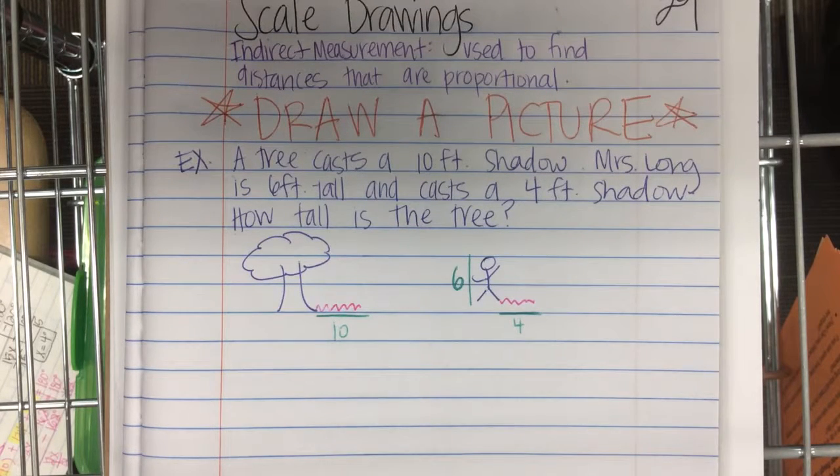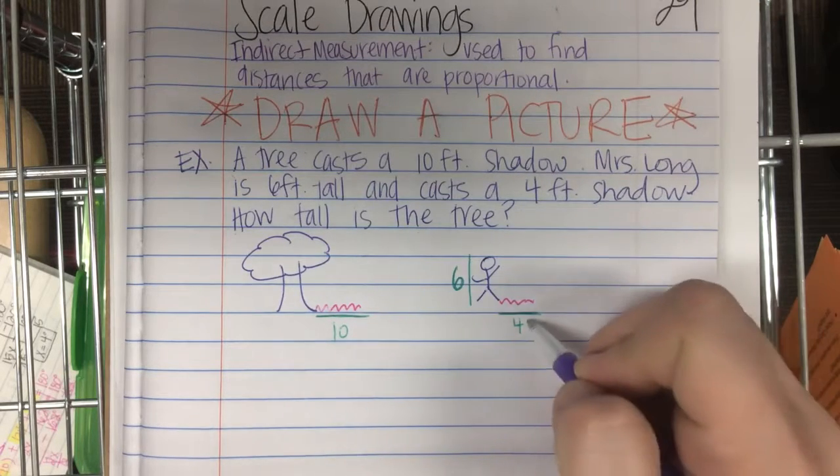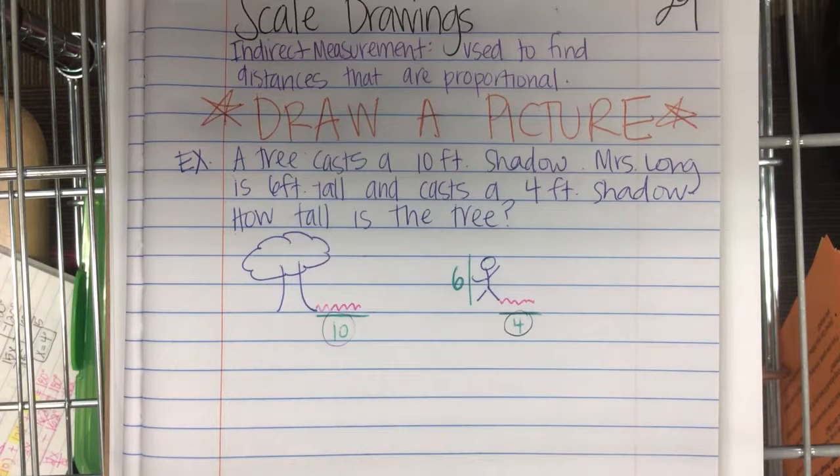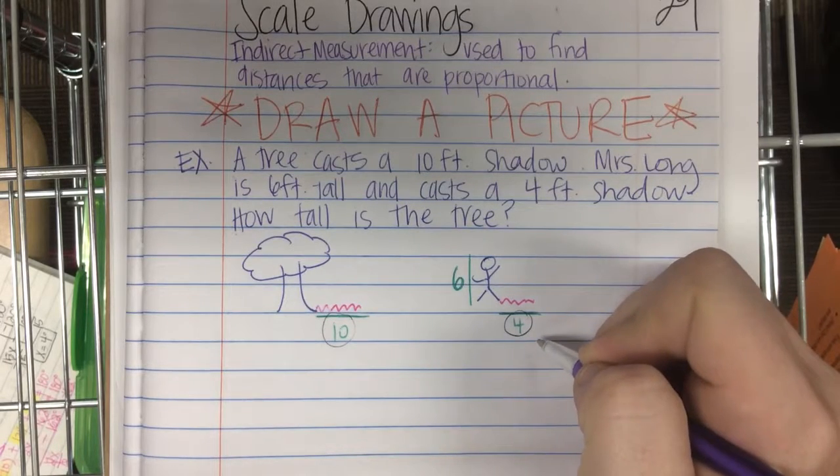This is a proportion. Do you know what 4 times what is 10? Is this a common sense one? Yeah, 2.5. No, this is not common sense. You did not learn 4 times what equals 10 in elementary school, did you? So we're going to make a proportion.